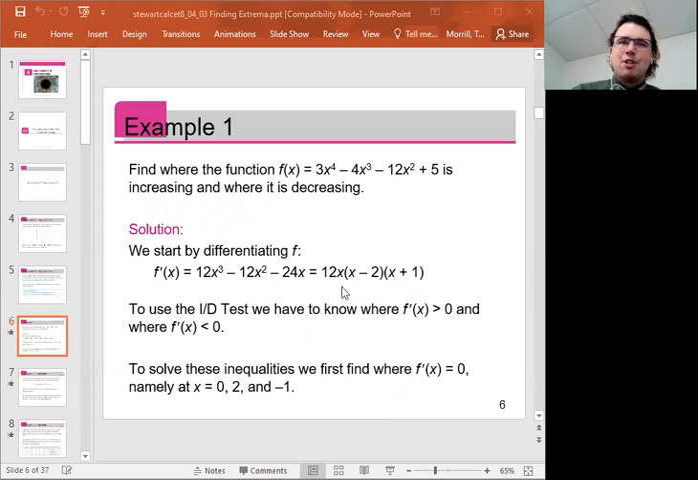So if x is equal to 0, then x is equal to 0. Not a whole lot to say there. If x minus 2 is 0, then x has to be positive 2. And if x plus 1 is 0, then x has to be negative 1. So we have 3 different places where this function admits a horizontal tangent line.